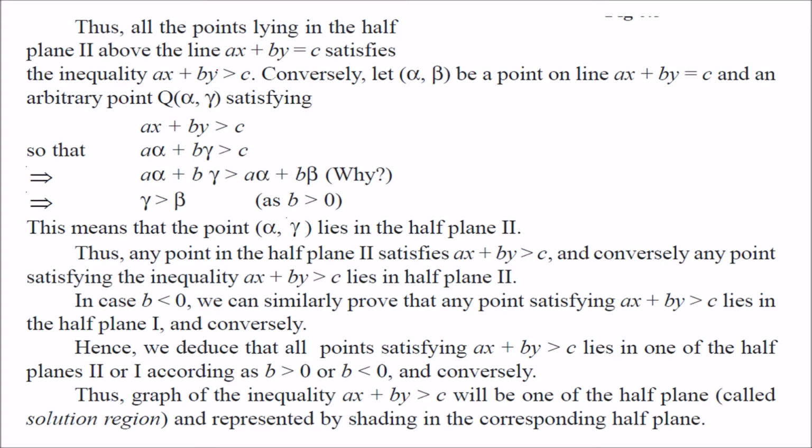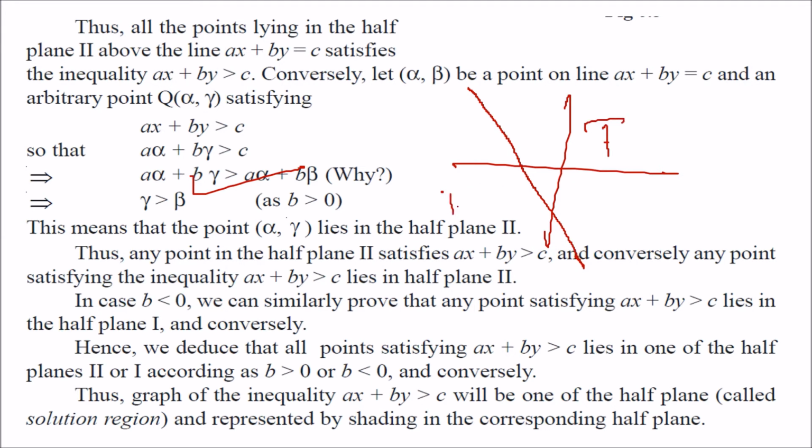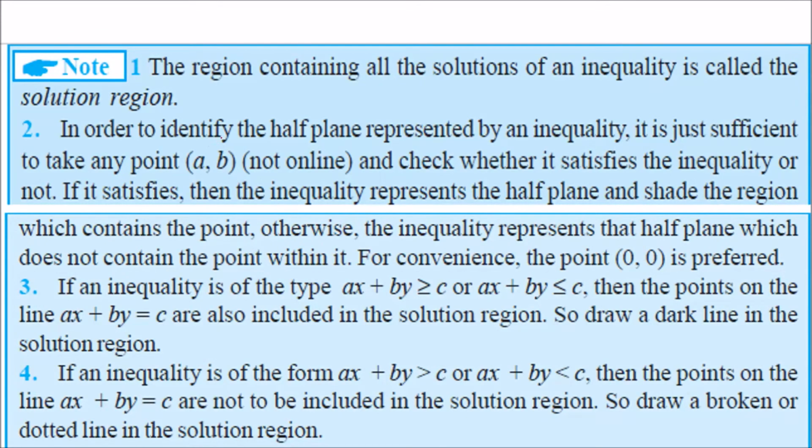And similarly, for the other case also, we can check it out. So you have to understand that any line makes two planes and our solution will be in this plane or this plane. If it is greater than c, we'll go to this plane, less than c will go to this plane. And for that we'll choose a value, I'll just show you how: 0, 0. The region which contains all the solutions of an inequality is our solution region. That we'll find out.